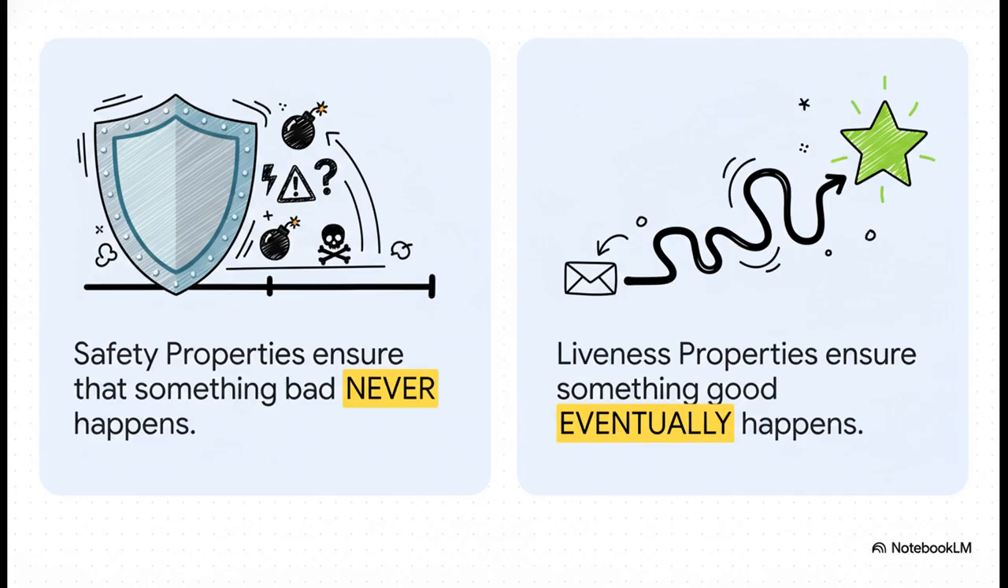Then you have liveness properties. These are the flip side. They promise that something good will eventually happen. They use the F operator. So a rule might be, eventually, the request you sent will be granted.